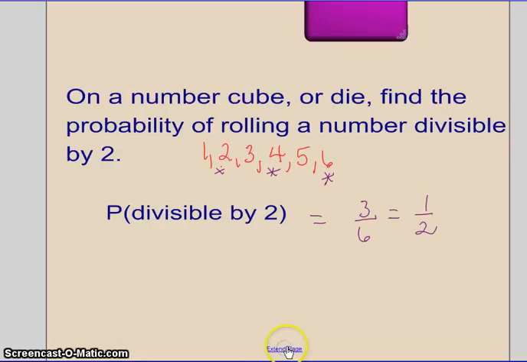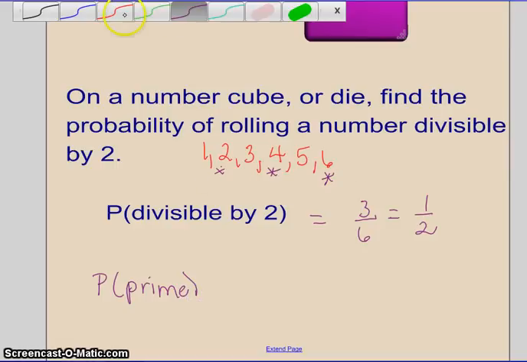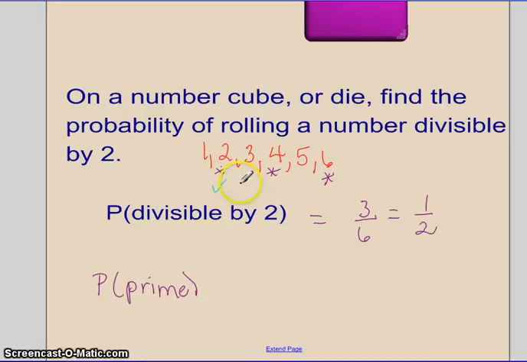So what if I asked you to find the probability of rolling a prime? Again, if you list all of your possibilities and then check off what you're looking for, that can be very helpful. So primes, 1 is not prime, 2 is prime, 3 is prime, 4 is composite, 5 is prime, 6 is composite. So this actually ends up being 3 out of 6 or 1/2 as well.